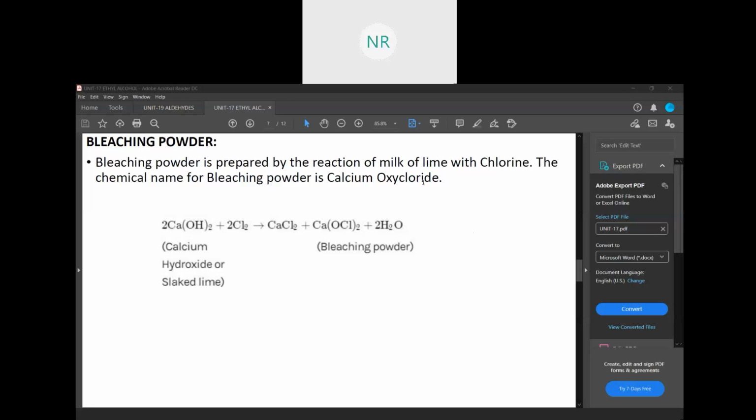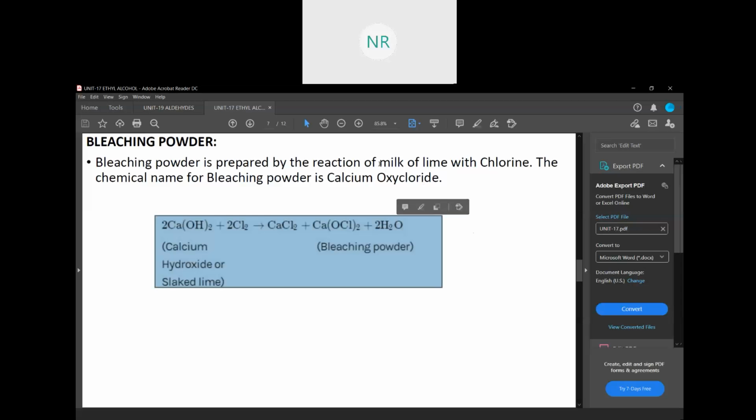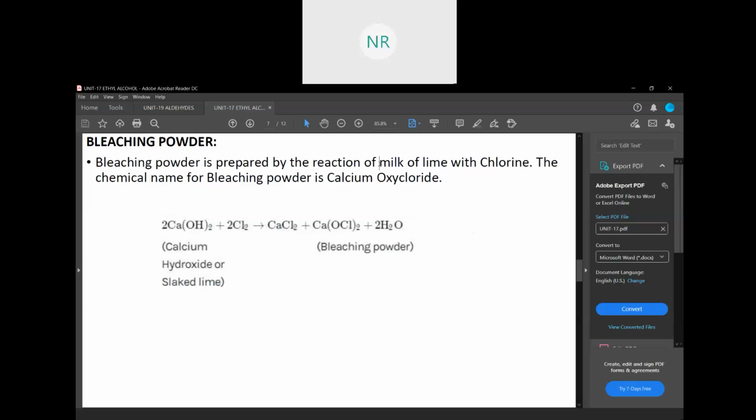So the reaction: 2Ca(OH)2, that is calcium hydroxide, or milk of lime or slaked lime, plus chlorine gives us CaCl2, calcium chloride, plus bleaching powder, that is calcium oxychloride, plus the byproduct, water, in this reaction. So this is how bleaching powder is prepared from calcium hydroxide and chlorine. Since we are adding chlorine in this reaction, it is also considered a chlorination reaction.